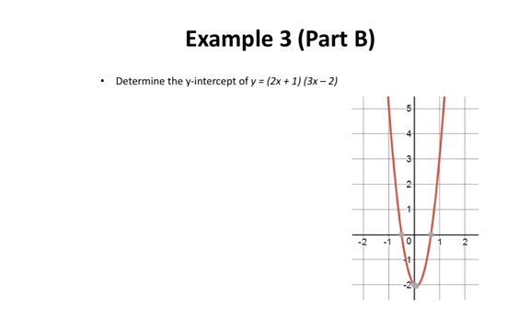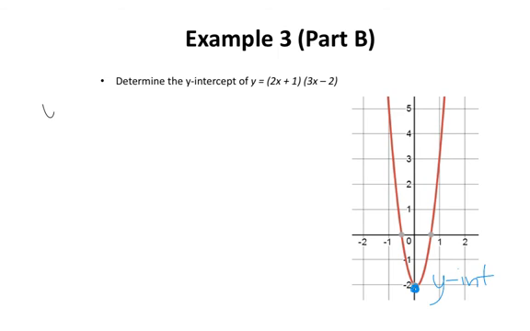In the second part of our last example, we want to determine the y-intercept of the same parabola. So let's take a look at the graph of the parabola. We can easily find the y-intercept, and it is right over here. It happens to be negative 2, but let's go ahead and label it. So there is a mathematical way of finding the y-intercept. We've already done it several times. Let's do it one last time.